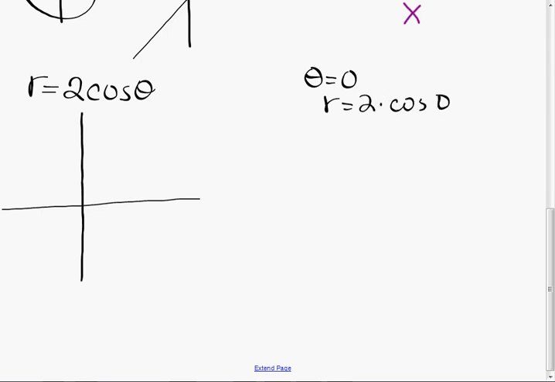So you have to know the basic graphing. What's the cosine of 0? It's 1, so this is 2. Sorry, my line's a little bad, but there it is. Then I'm not going to rotate anything. I'm just going to stay right here on that axis.